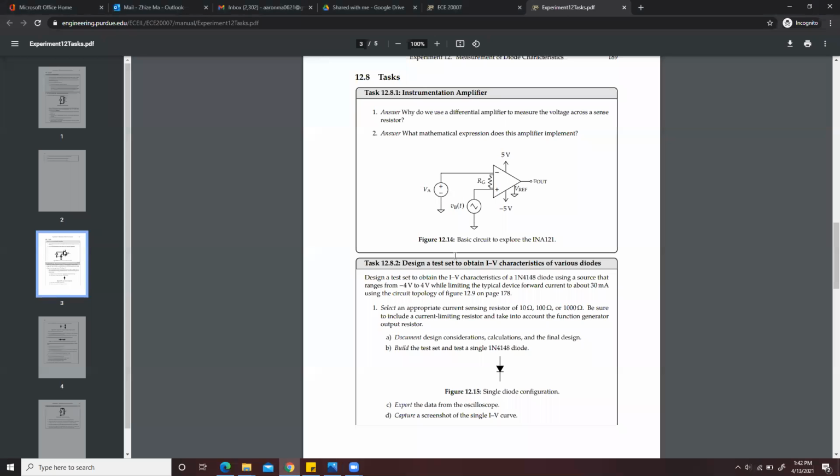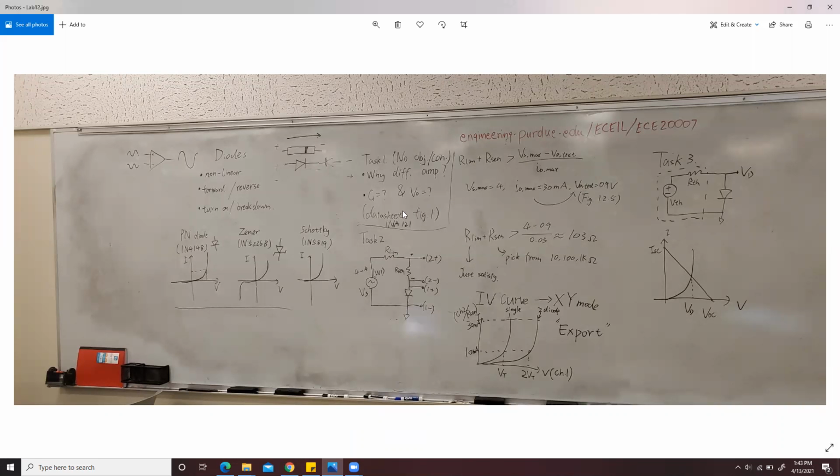And then the second question is asking about the math expression for the op amp, I mean the amplifier. This question is basically asking for these two equations: G equals what, and V naught or V0 equals what. We can simply find these two equations in the datasheet. In Figure 1, there is a figure and they include these two equations. So that's basically task 1. Remember, there's no objective, no conclusion, no circuit diagram. Just answer these two questions.